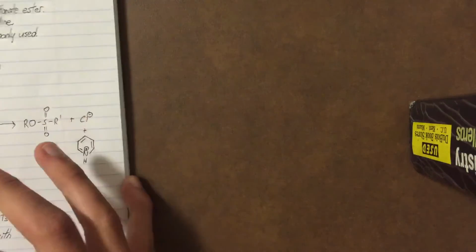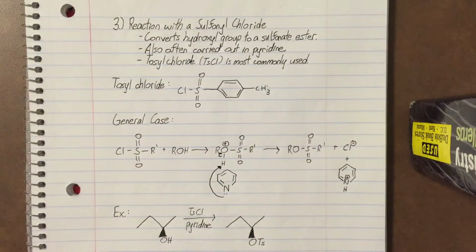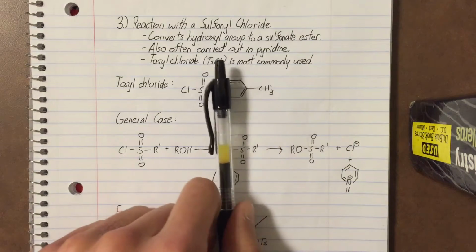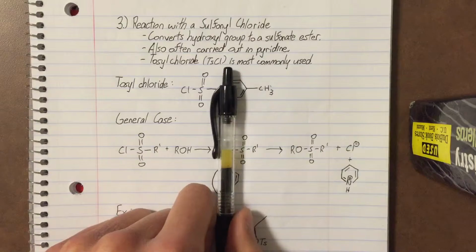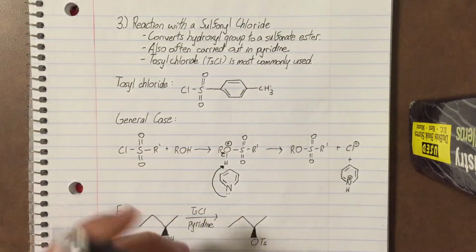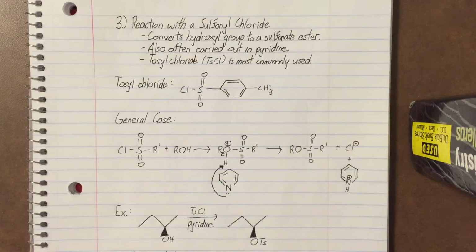So a third kind of substitution reaction that alcohols can undergo would be a reaction with a sulfonyl chloride. This converts the hydroxyl group to a sulfonate ester, and these reactions are also carried out in pyridine. A sulfonyl chloride contains what is to the left of my pen here. However, tosyl chloride, this molecule here, is the most commonly used sulfonyl chloride in these reactions.